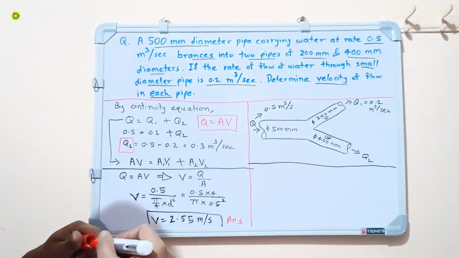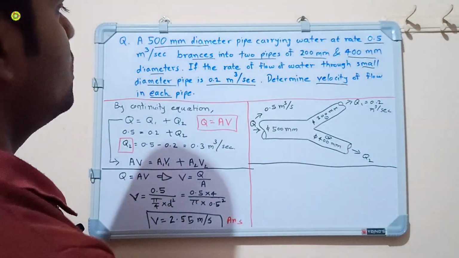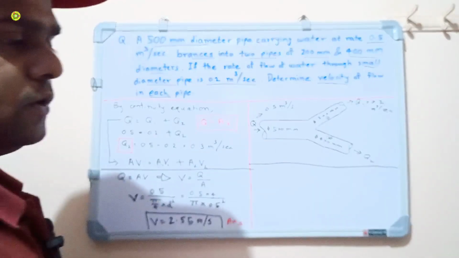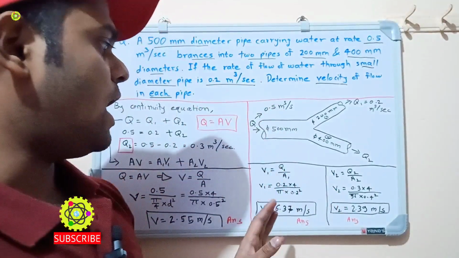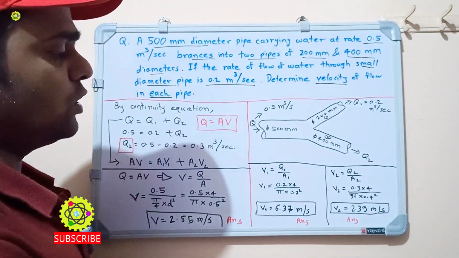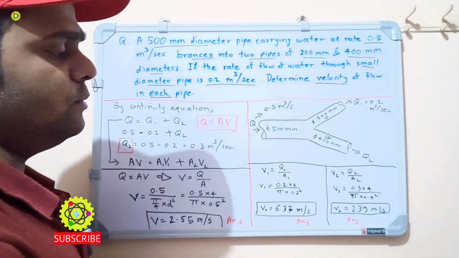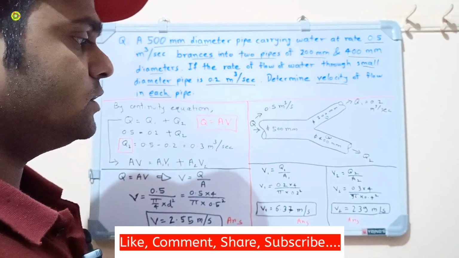Now similarly we will calculate the velocity for the other pipe diameters. After calculating the values for V1 and V2 by using the same method, we got V1 equal to 6.37 meter per second and V2 equal to 2.39 meter per second.